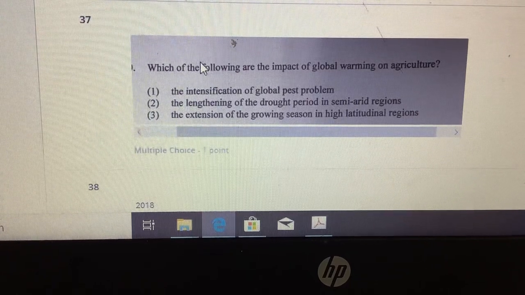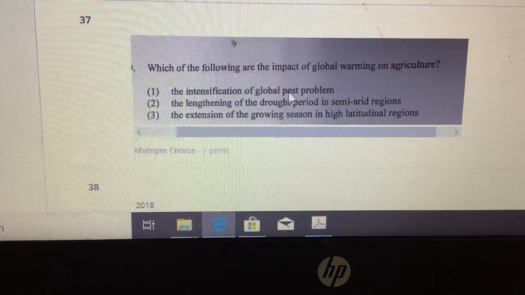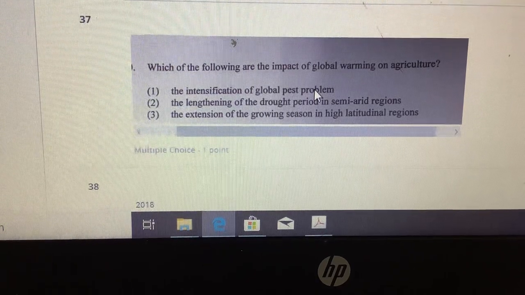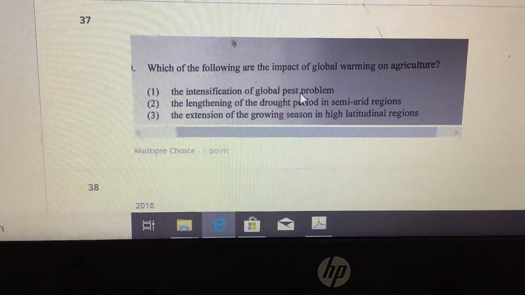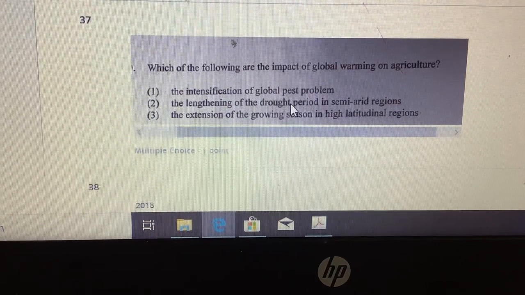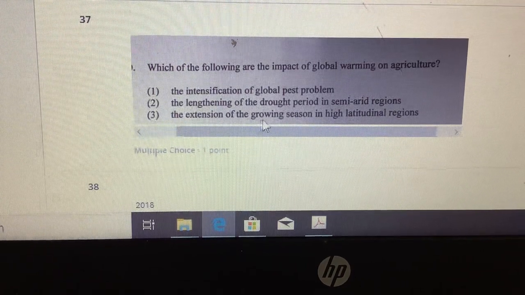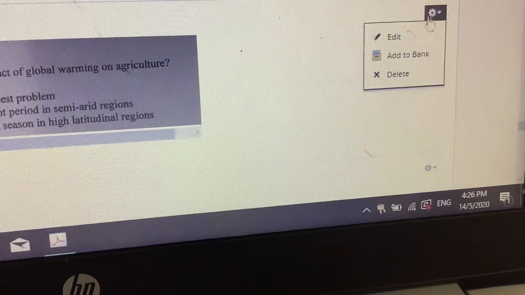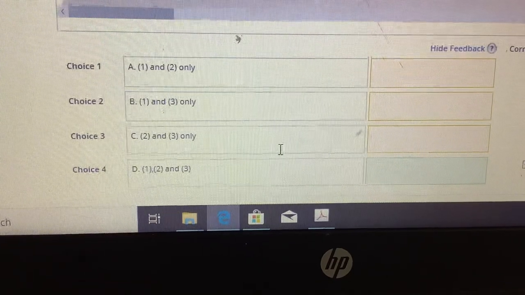Come on. Which of the following are the impact of the global warming on agriculture? Intensification of global pest problem, just like nowadays the locust problem, okay? We are facing the locusts coming from India and coming to China, right? Number one is correct. Lengthening of drought period in the semi-arid region is also okay. The extension of growing season in high latitudinal regions, which is also correct. So is it 1 and 2 and 3 as I have mentioned before? Oh, it is 1 and 2 and 3.